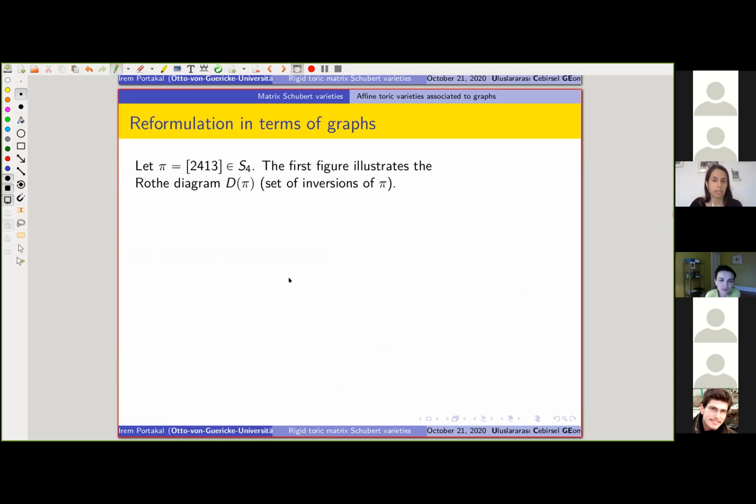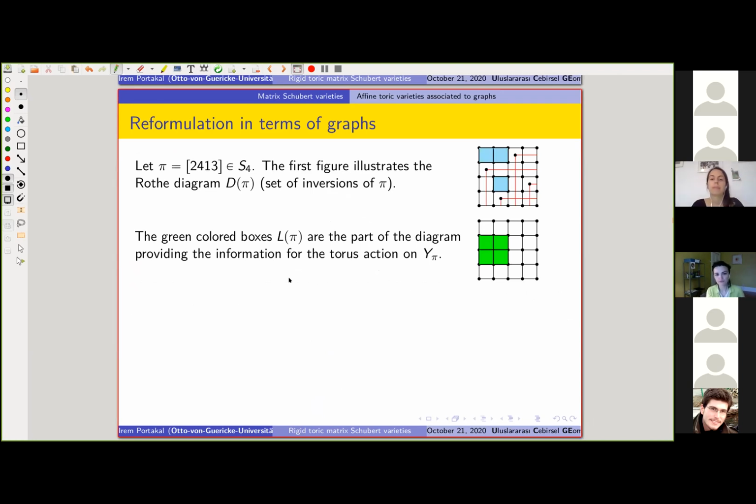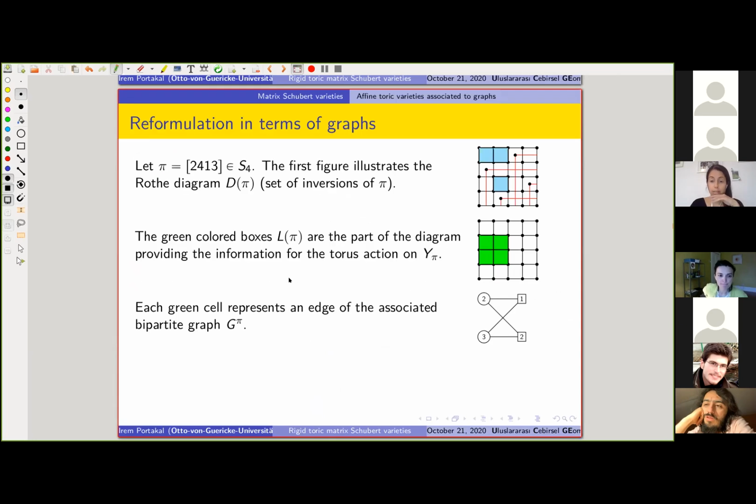So let me do the reformulation in terms of graphs. For this example, again, the same one. You remember we had this rothe diagram, and we had this L of pi, which was the part of the diagram providing the information for the torus action. And for each box, I add an edge for my graph. So here you see 2, 1. I didn't change the labels for the matrix. I just put squares and circles here to distinguish that this is a bipartite graph. And you have 2,1; 2,2; 3,1; 3,2. And this is the graph G pi.